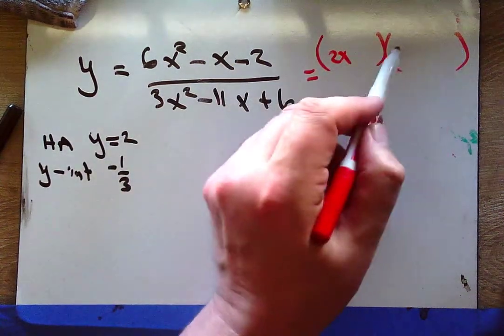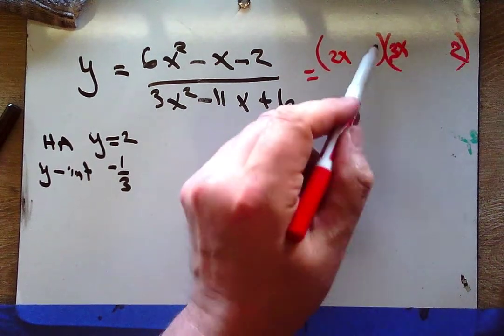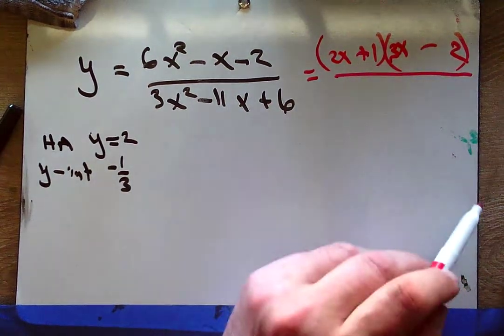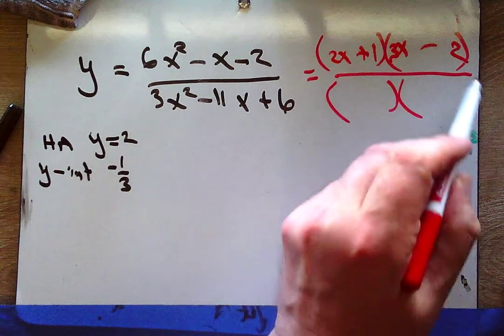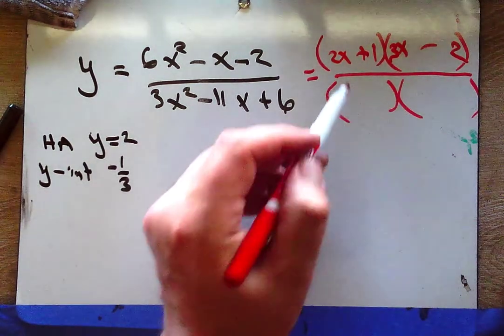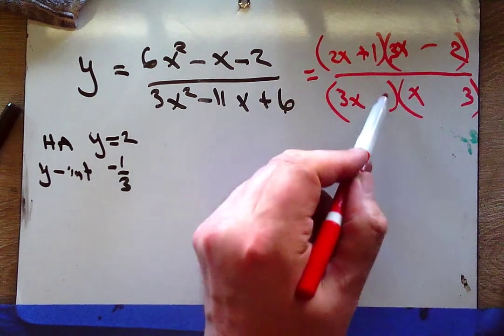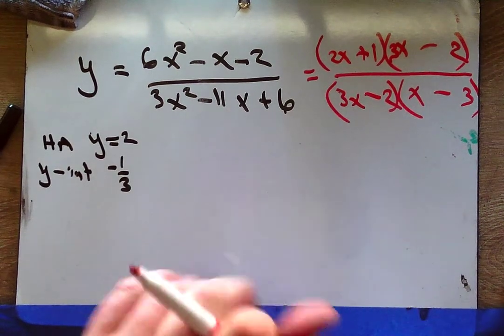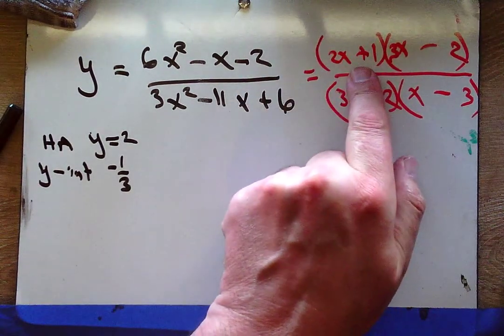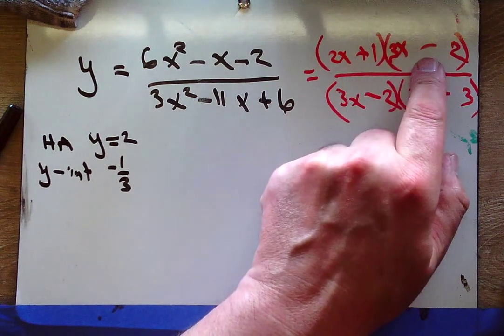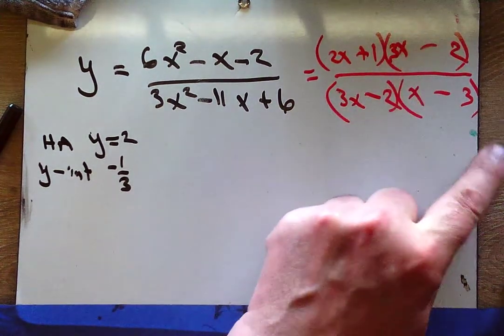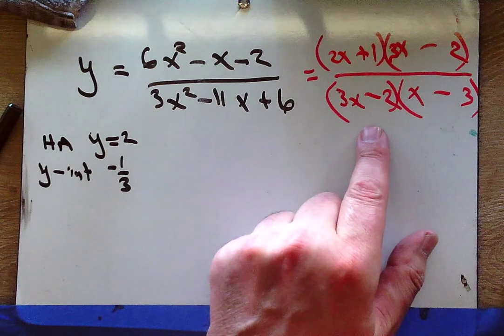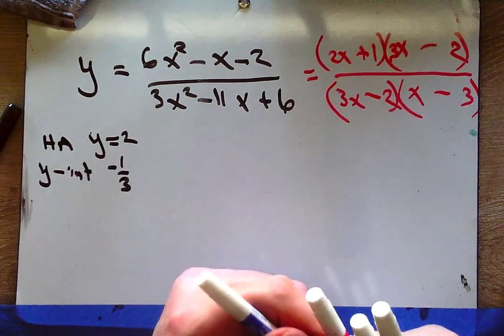Well, I'm going to have a 2x and an x, a 3x, and a 2 and a 1. This should be a minus, and this should be a plus. On the bottom, I'm going to have 3x and x, 3 and 2, and both of these are negative. Okay, what do you see? I agree, there's an x-intercept at negative 1/2, and it looks like there's an x-intercept at positive 2/3. But vertical asymptotes, it looks like there's a vertical asymptote at 3 and a vertical asymptote at positive 2/3. So what's the issue here?